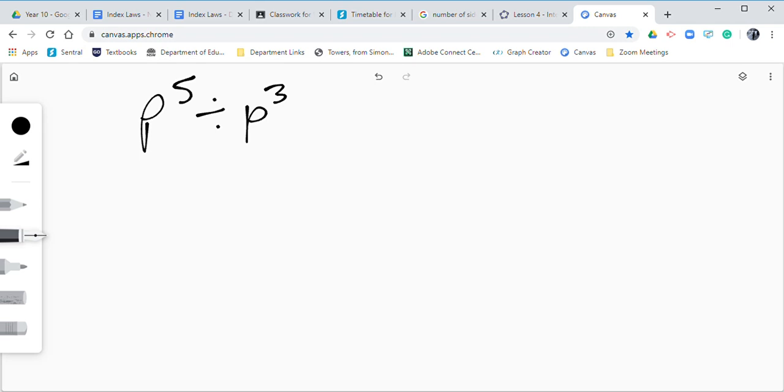Hey, year 10s. Today we're going to do the division of indices, and I'm just going to explain it completely, and then I'm going to get into the law. And the law is the shortcut. So really, here's the explanation of it.